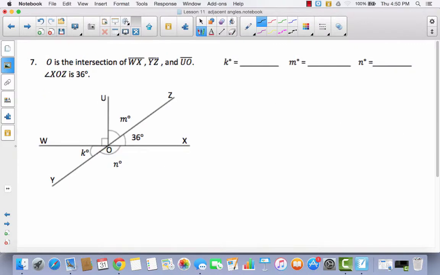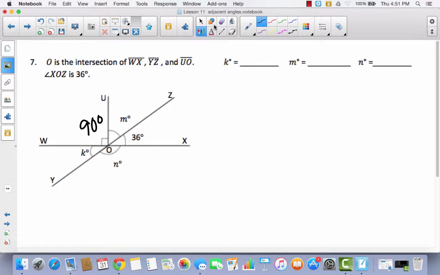Okay? All right, let's take a look at angle 7. It gets even more complicated here, doesn't it? So let's just break it down here for a second. Let's try to figure out what can we figure out first. What can we figure out? All right, I've got to figure out K, M, and N. Well, I already know this is 90 degrees, right? 90 degrees. So there's a couple of things that I can do here.